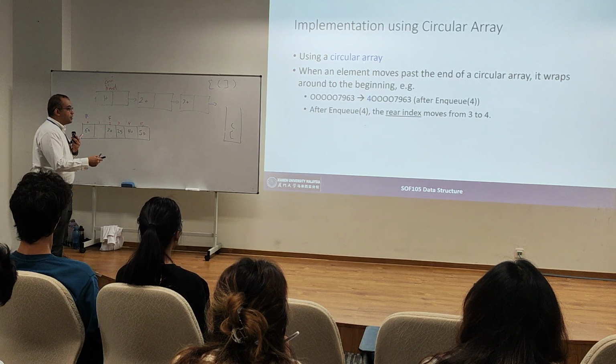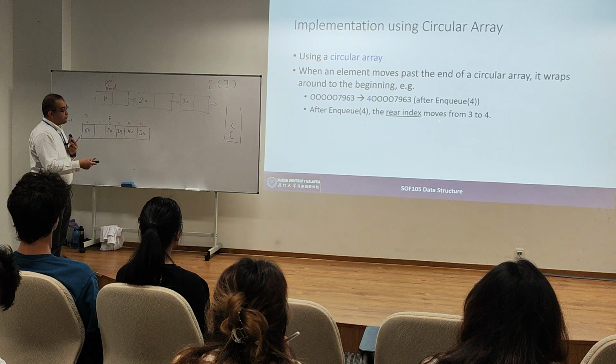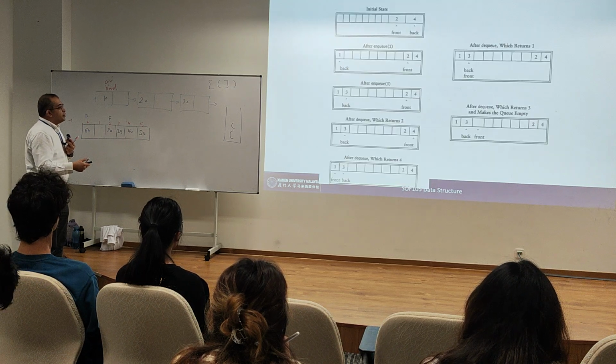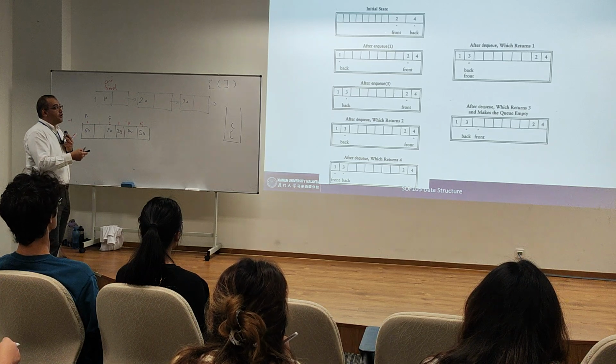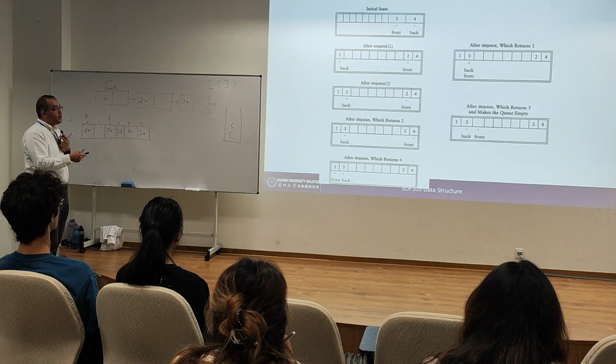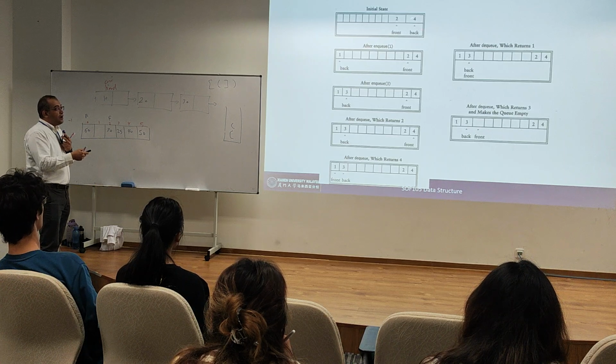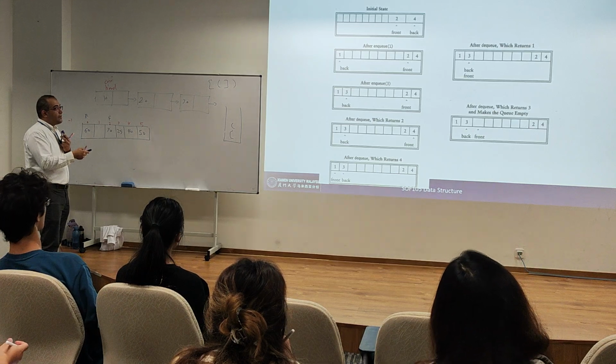So after InQ 4, the index moves from 3 to 4, okay? Look here at this example, which is more clear. I have the front here, the back here, correct? Now what I want to do is InQ 1. I increase the back by 1. Did I exceed the boundary of the array? What I do is go back to index 0. So I insert 1 here.